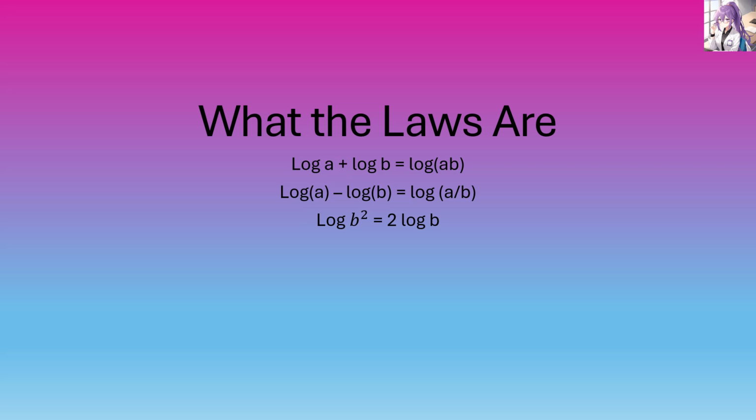let's go over what those laws are again. The laws are the log of a plus the log of b equals the log of a times b. The log of a minus the log of b equals the log of a divided by b so long as b does not equal 0. And I'm sure you all know why that is. And the log of b squared equals 2 times the log of b as long as b is greater than or equal to 0, because you cannot take the logarithms of negative numbers.